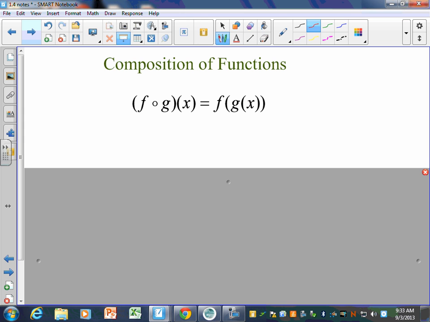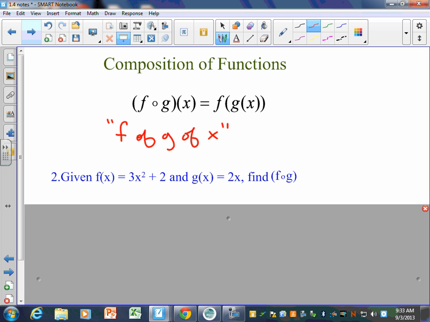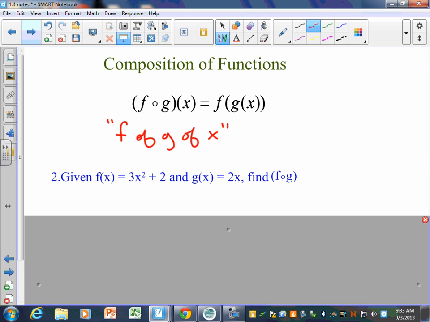When we read this, we say f of g of x. And I always say you can replace that little open circle with a set of parentheses. And so that's why I wrote it like this. This is the same as this. If you just replace that with a set of parentheses and close it, that means taking g of x and plugging it into f of x. It does not mean multiplying these two functions. So let's just try one of these.